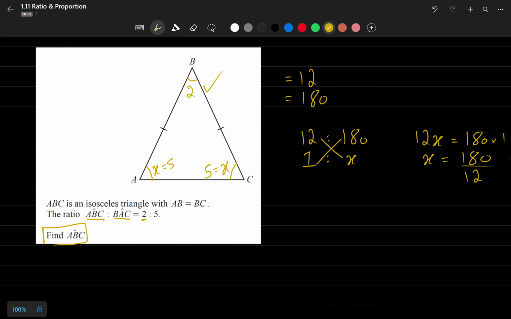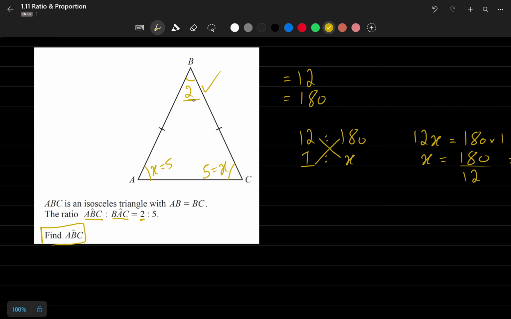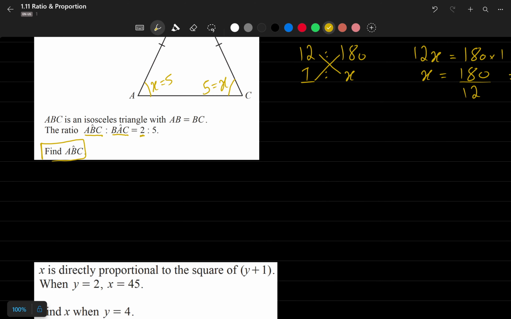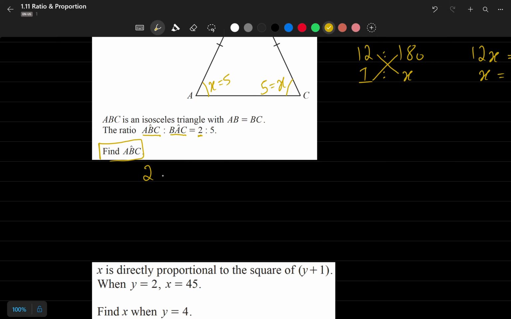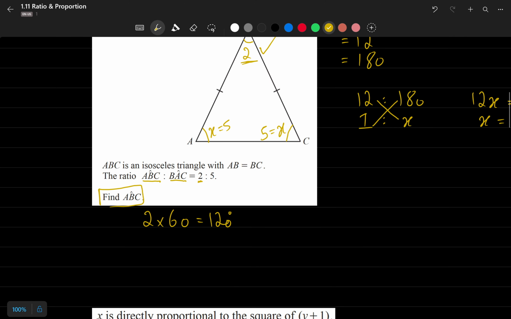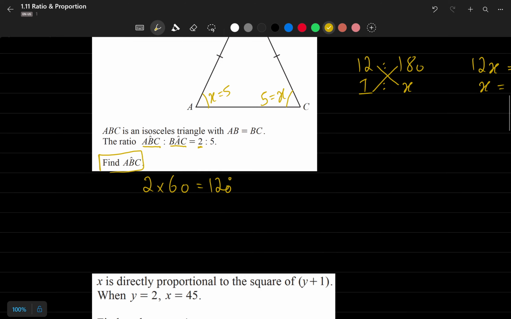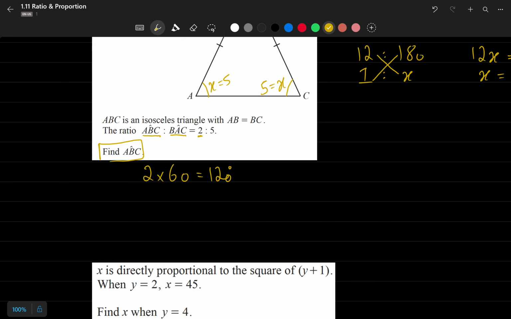And now we have to find the angle which has 2 as a ratio. So 2 times 60 will give our answer. 2 times 60 is equal to 120 degrees. So now we know that angle ABC is equal to 120 degrees.